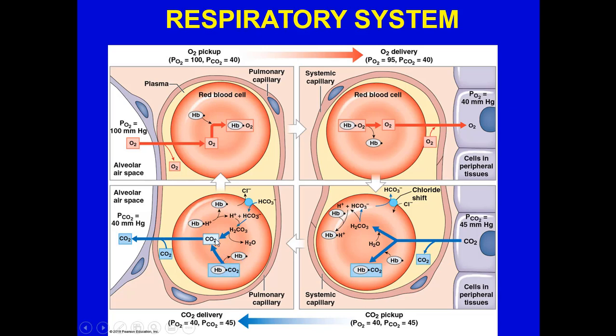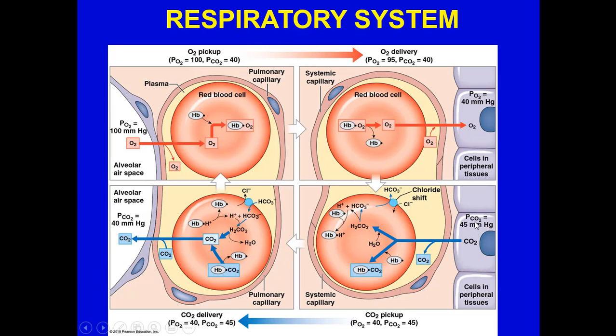Hemoglobin dumps off the carbon dioxide. All of it heads out. And as it heads out, including the small amount that's solubilized in the plasma, you're going to go from 45 here to 40 there. Now, what about picking up in the systemic capillary?